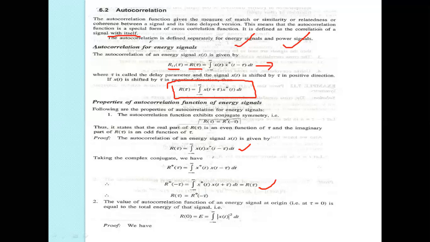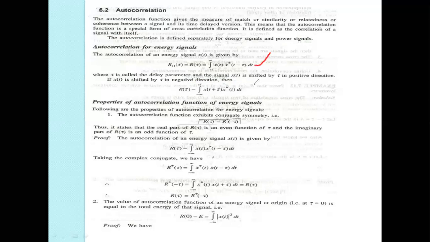We already discussed this in the cross correlation also: R12 of tau is equal to R21 star of minus tau. And the second property: in the cross correlation we say that if both signals are orthogonal, the cross correlation is equal to 0 at tau equal to 0. Now coming to the autocorrelation function, when tau is equal to 0, the value of the autocorrelation function of an energy signal at the origin, that is tau equal to 0, is equal to the total energy of the signal.